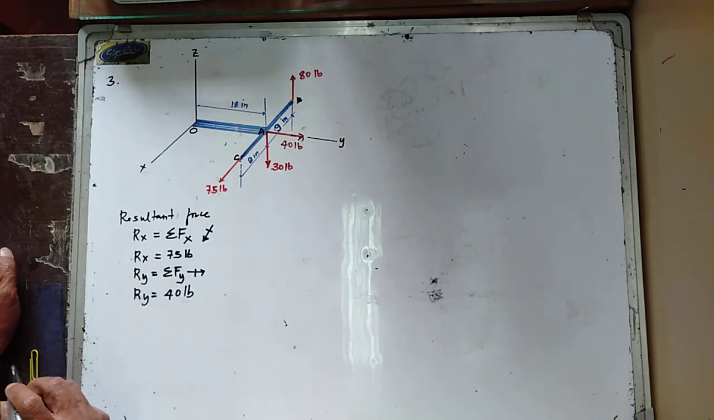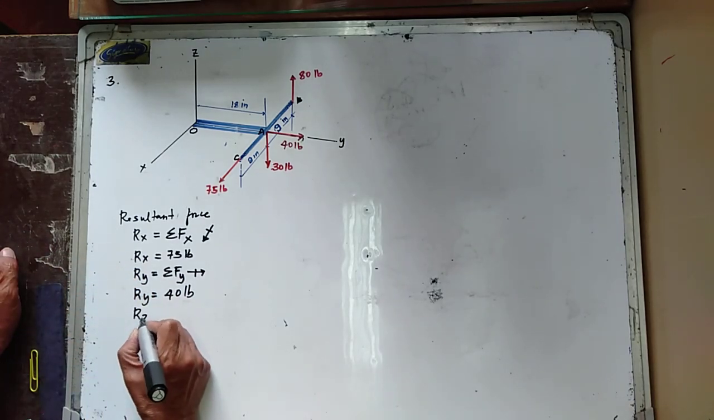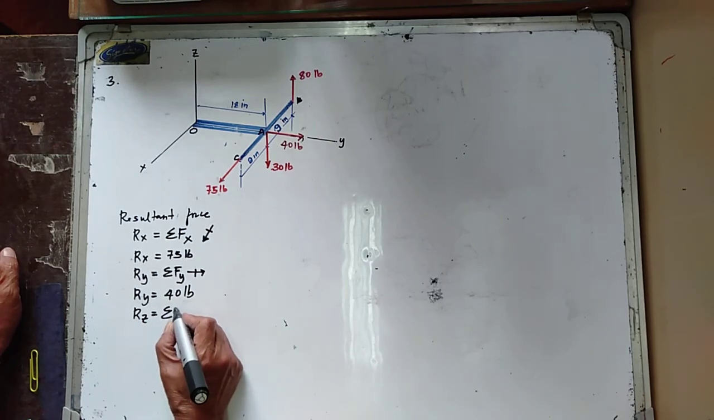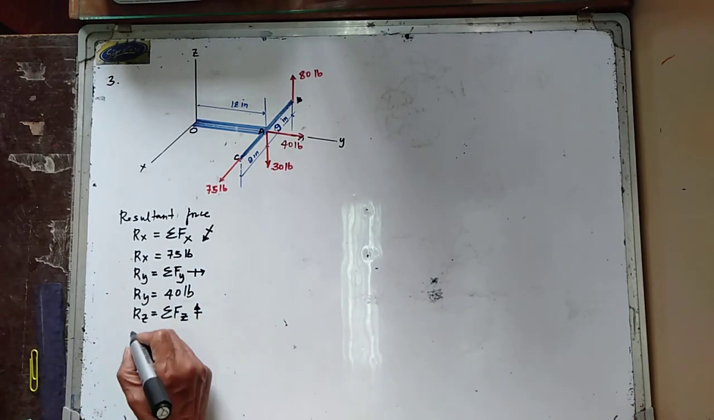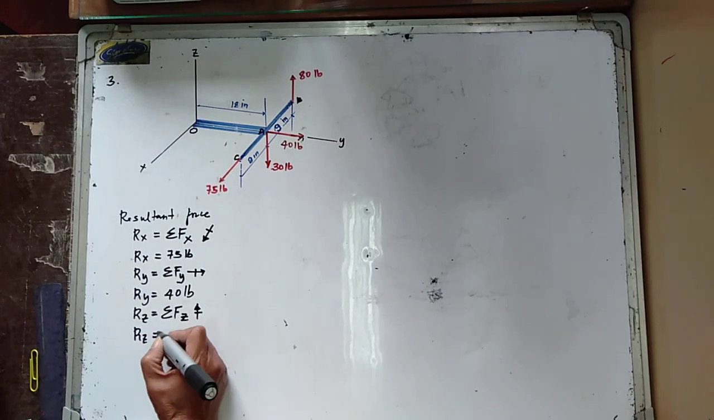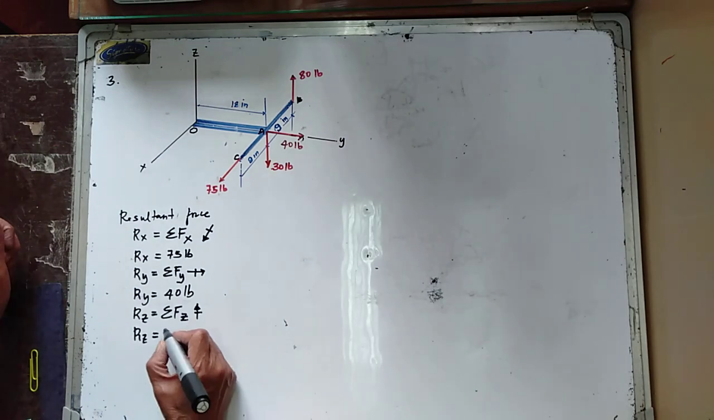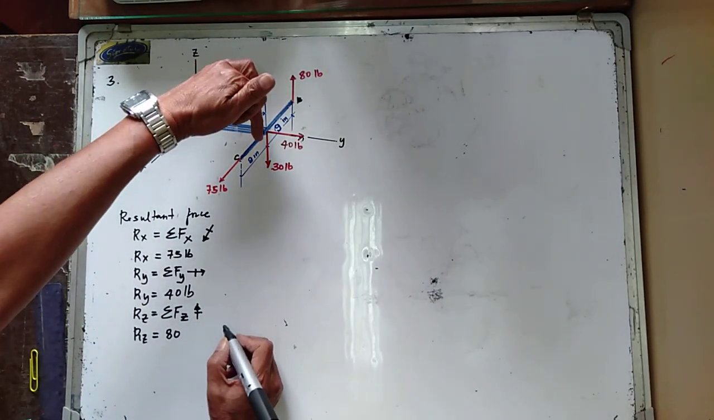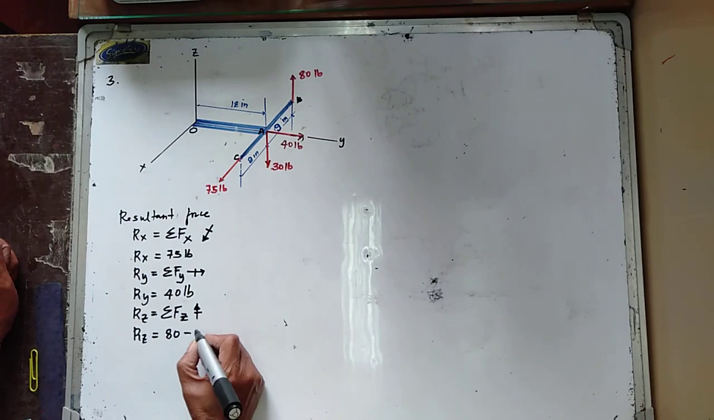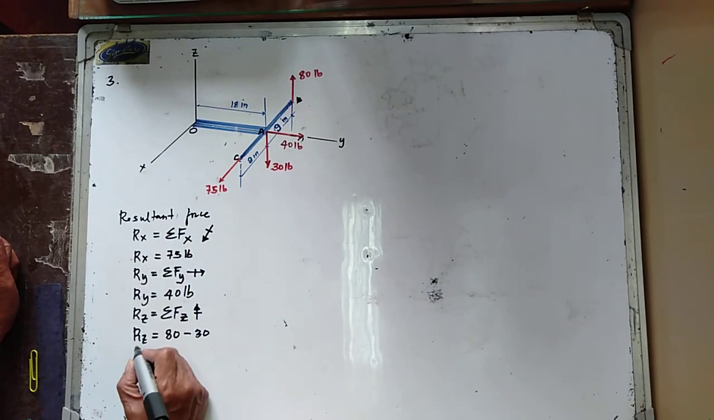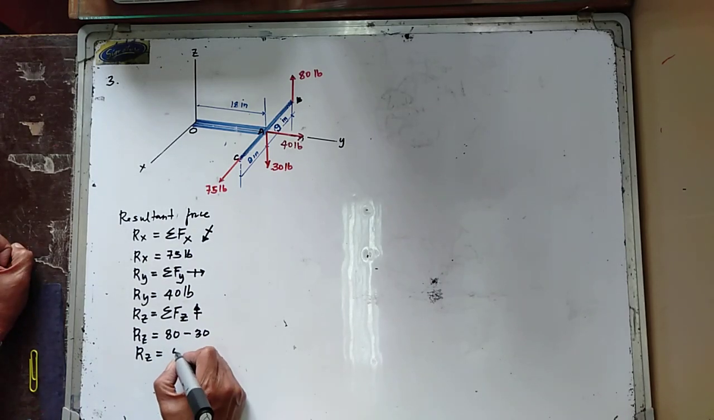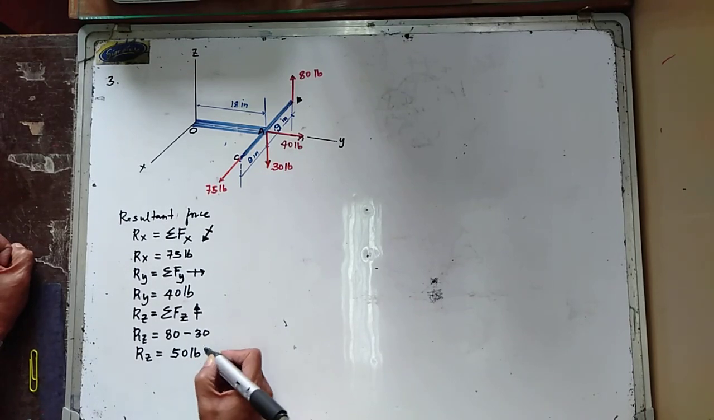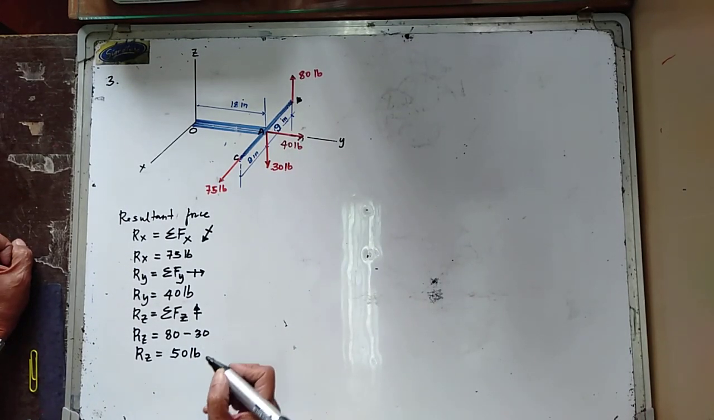So let's try to determine now your Rz. So Rz is equal to summation of forces in the z direction, taking upward forces positive. So your Rz in here is now equal to, so 80 is going upward, so it's positive, and 30 is going downward, so we have minus 30. Hence, your Rz is now equal to 50 pounds. Let us try to determine now the resultant.